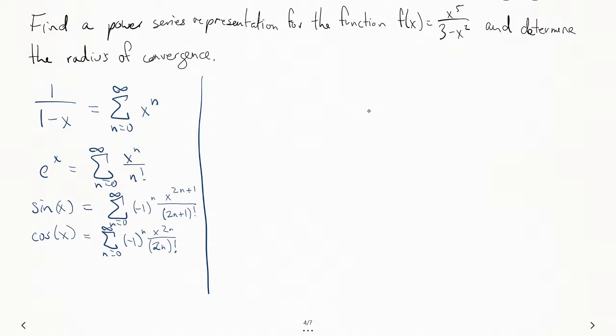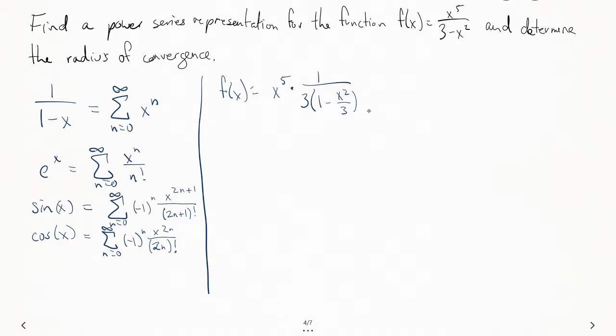So in this case though, for f of x, notice we could write that as x to the 5th times, now we need 1 minus x down below, so how do we handle that? Well, we go 1 and then we can factor out a 3, and then that means we have, if we factor out a 3, we have to write this as x squared over 3.